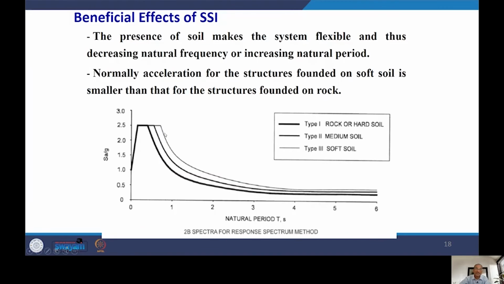As a result, whatever increase you have in the natural period, if you go to the right hand side, this will decrease the value of Sa by g. That means when it is more flexible, the seismic acceleration will decrease. So normally the acceleration for structures founded on soft soil is smaller than that for structures founded on rock. This is the beneficial effect of SSI.